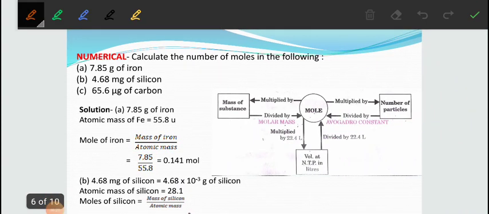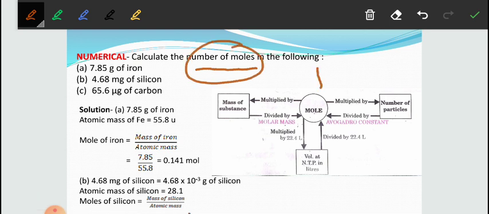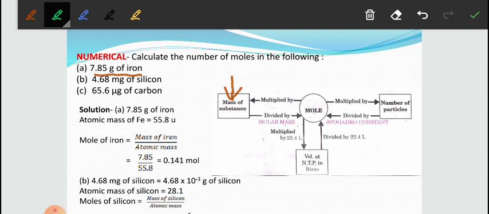Now in this question we need to find out the number of moles. This I need to find out. Okay, and what is given, they said we have to find the number of moles in, first of all, 7.85 gram of iron. So 7.85 gram means the mass is given. Okay, and what we need to calculate is the mole. So to calculate the mole from the mass, we have to divide it by the molar mass. So 7.85 divided by the molar mass of iron, which is 55.8, and you will get your answer.